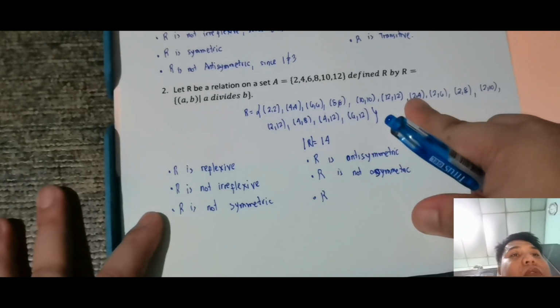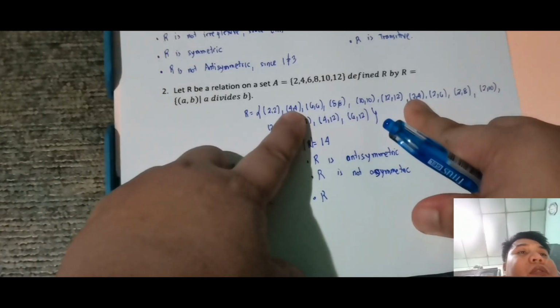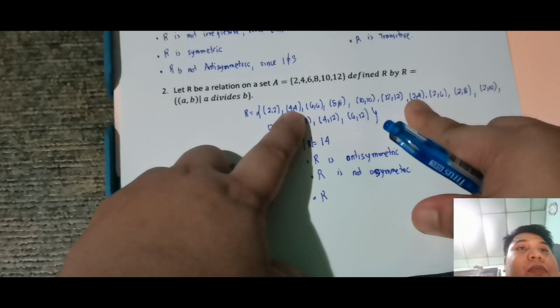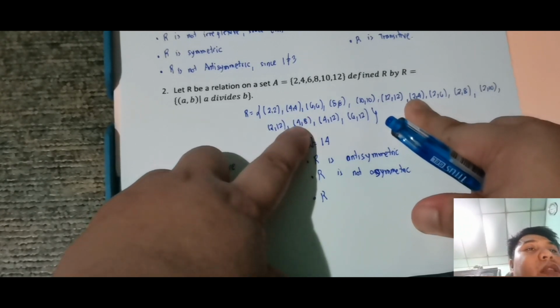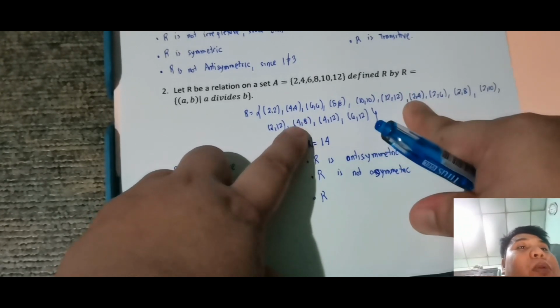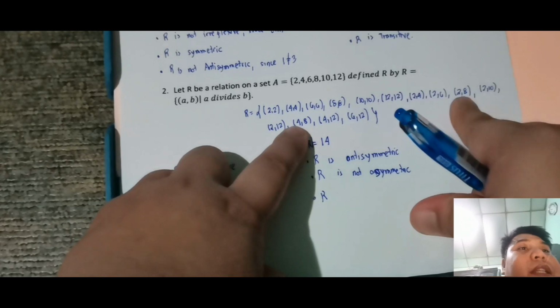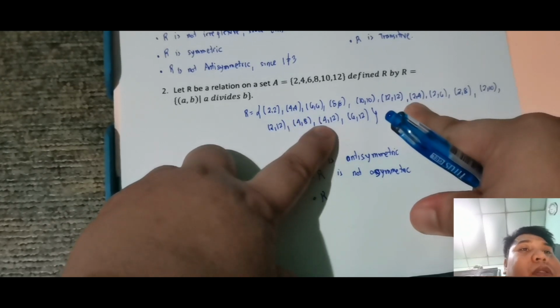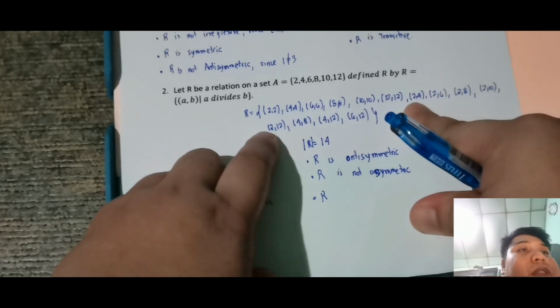(2,4), (4,4). (2,4), (4,8). Yan na. Diyan ba si (2,8)? Yes, nandun si (2,8). (2,4), (4,12). Diyan ba si (2,12)? Yes, nandun si (2,12).